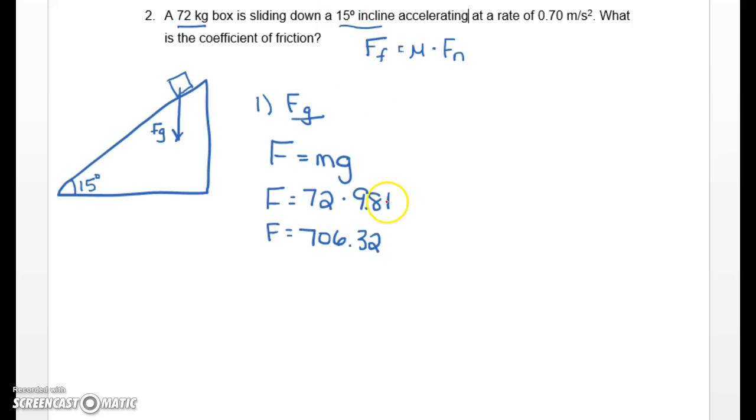Once again, I am going to keep track of my sig figs here. Here we're only really concerned about the values given for our mass, which has 2 sig figs, meaning our answer also has to have 2 sig figs. So I'm just going to underline that just to keep track of it.